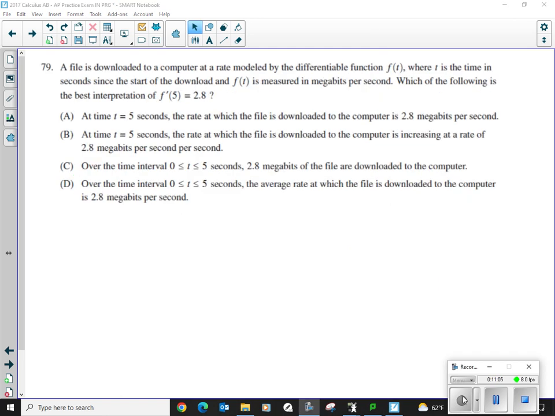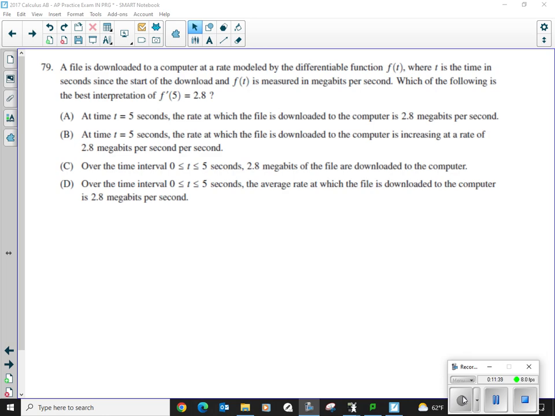All right, number 79. A file is downloaded to a computer at a rate modeled by the differentiable function f of t. Again, they don't give us an equation. We can't use a calculator here. Damn you, College Board. Where t is the time in seconds since the start of the download, and f of t is measured in megabits per second. Ooh, like technology. Which of the following is the best interpretation of f prime of 5 equals 2.8?